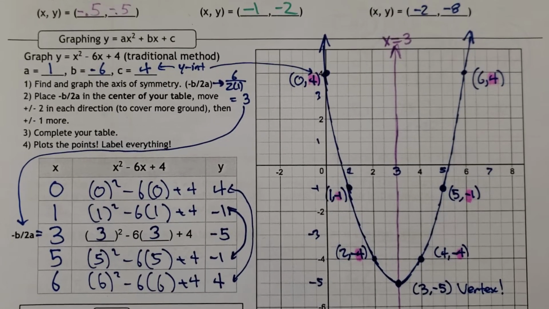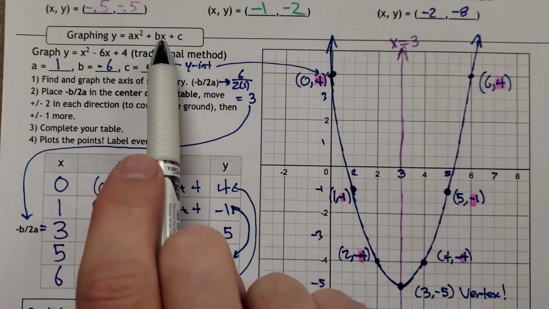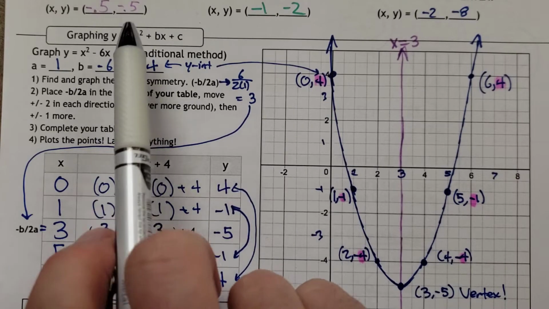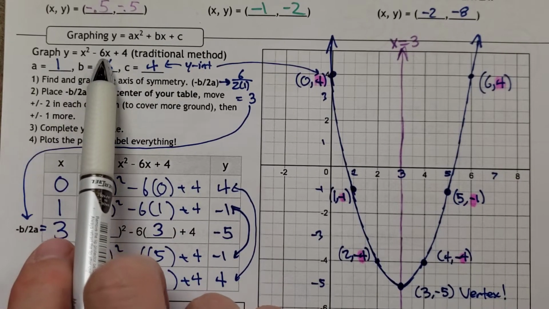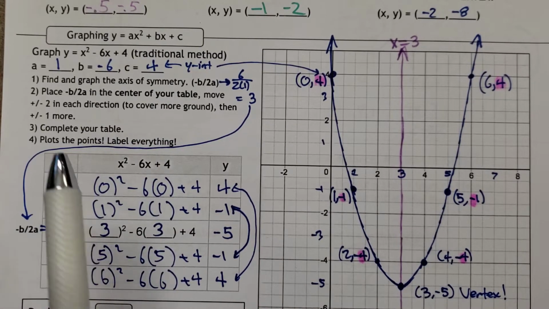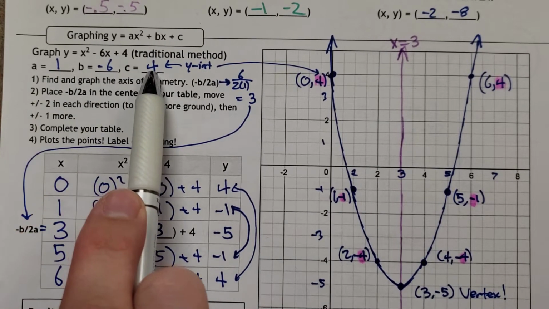Hey students, let's graph a basic y equals ax squared plus bx plus c equation, also known as a quadratic function. So we have x squared minus 6x plus 4. This is going to be what's called the traditional method. So what you do basically is you identify the a, b, and c values.